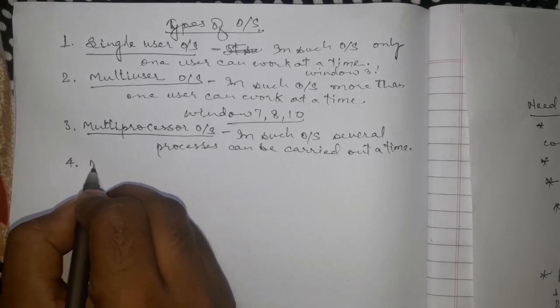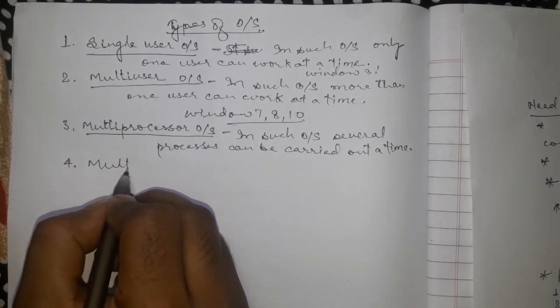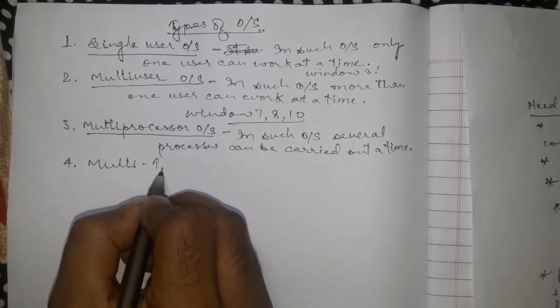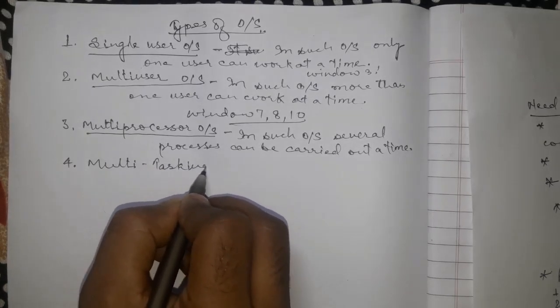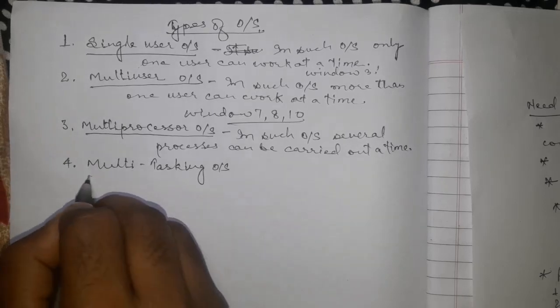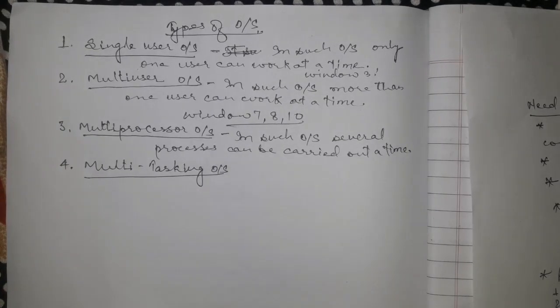Now the fourth one is multitasking operating system. See, these are the names which sometimes get confused. Multiple process and multitasking are different, both are different. A multitasking operating system is such an operating system that has the ability to perform more than one task together at one time. You can write like this.